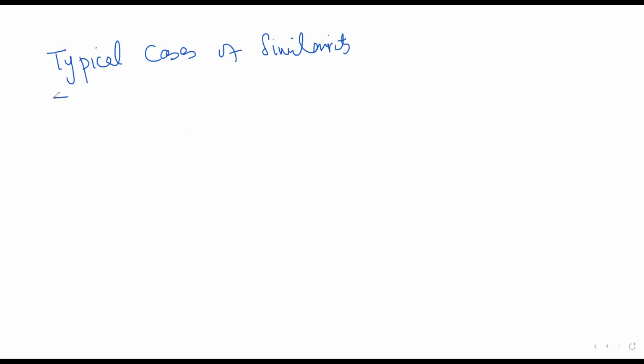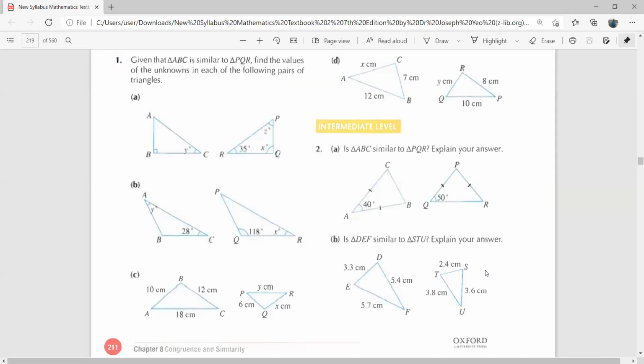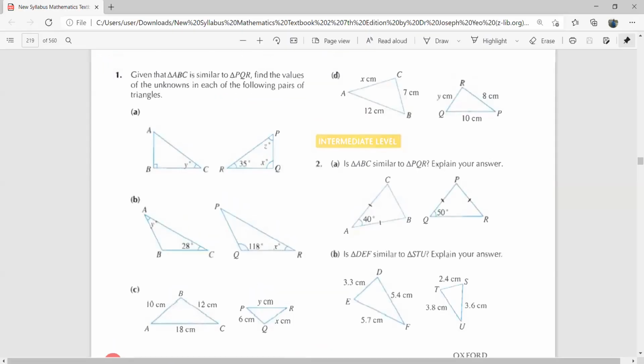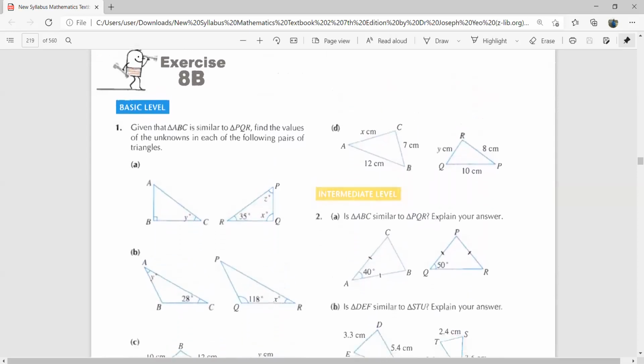Acha, I think I should do that in the next class. Before we go into the typical cases of similarity, let me take you to the exercise and try some questions from there, and then we'll come back to this maybe in the next class. Okay. So here is this exercise, guys. This is the exercise 8B.